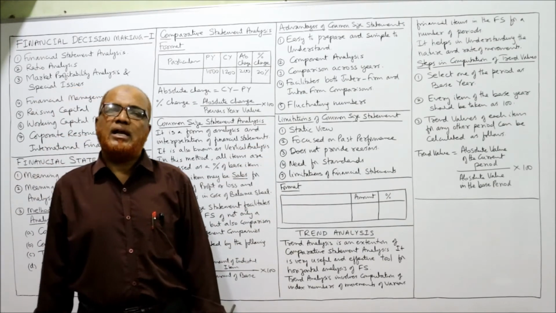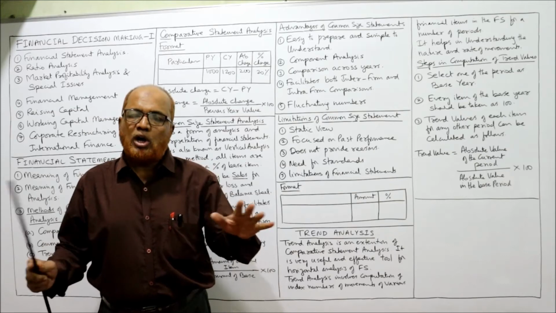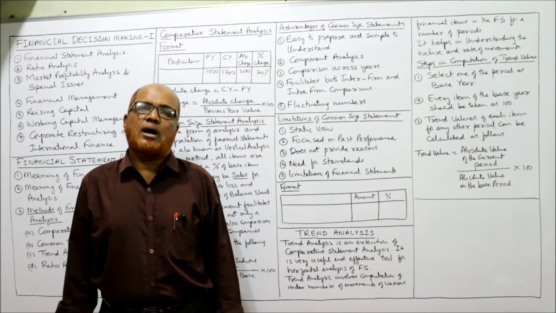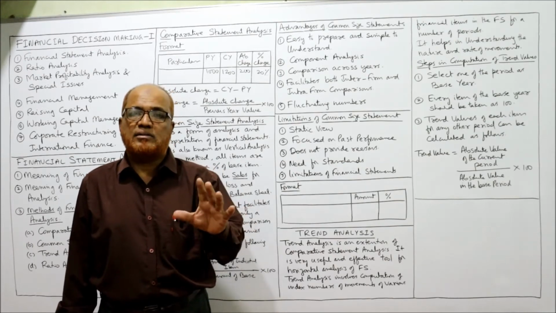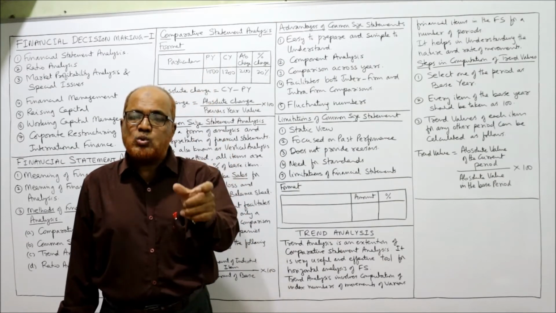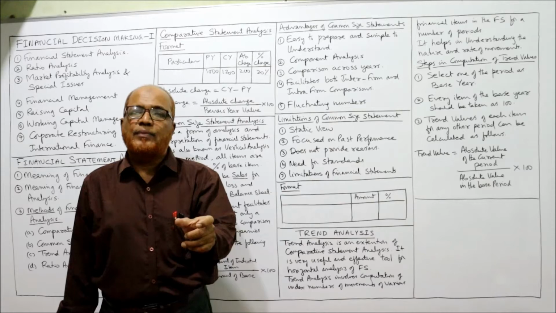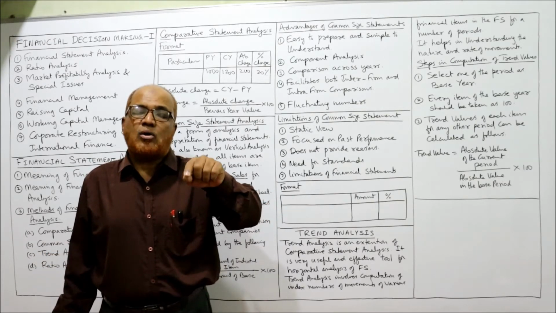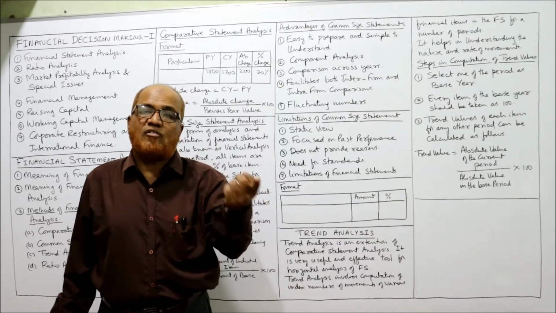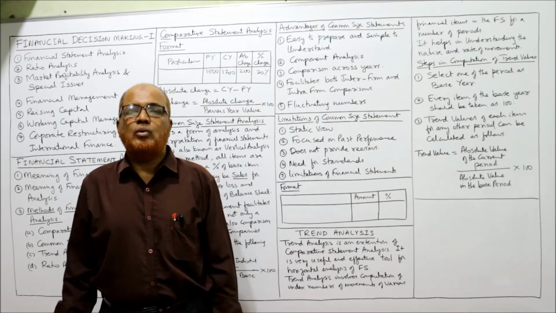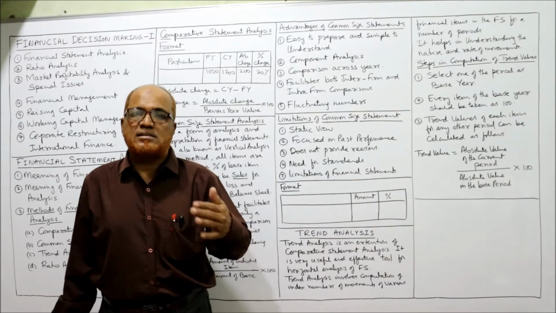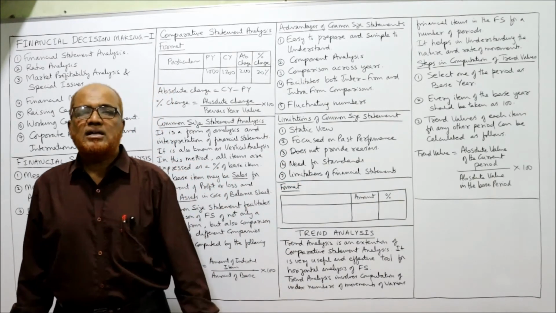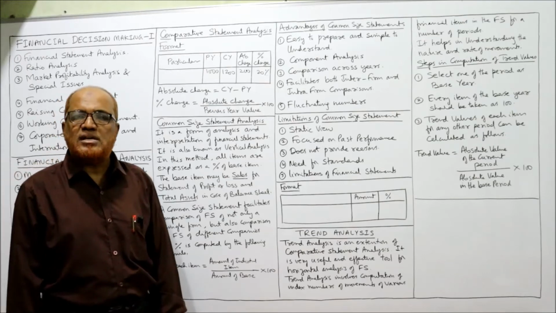Next, fluctuating numbers. If we do not make this common size statement analysis, it will be difficult to compare the fluctuating numbers. Numbers are all fluctuating in the financial statements. We cannot come to some conclusion. If we express all the items as a percentage of base, then we can make some sense. We can come to some conclusion. So these are the advantages of making common size statement.